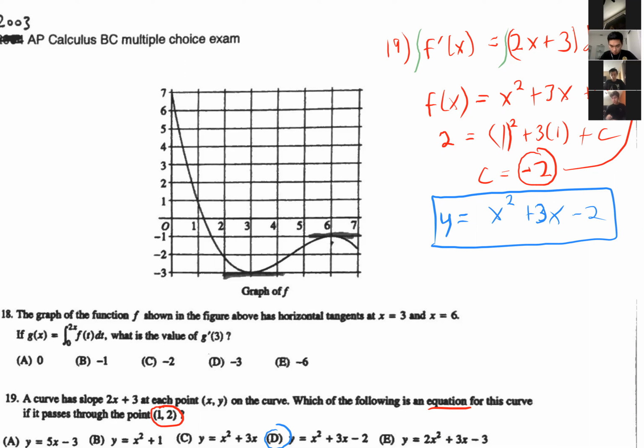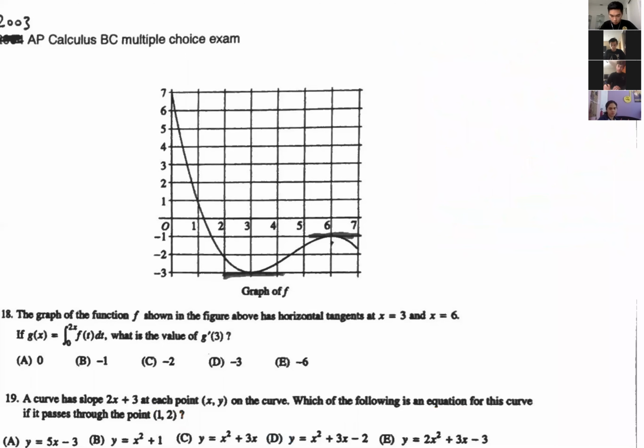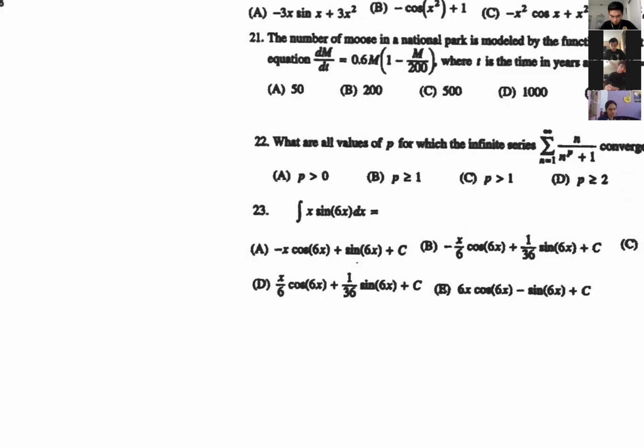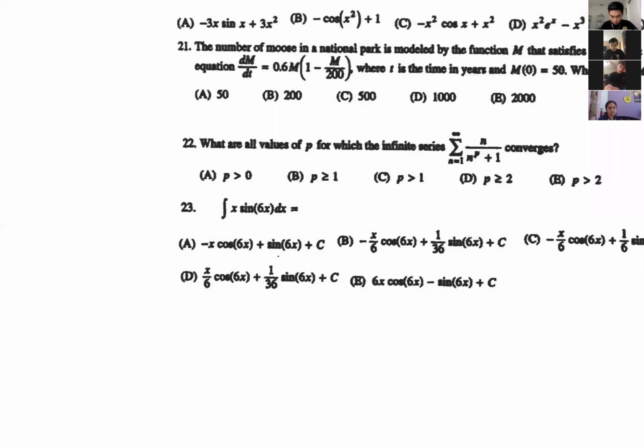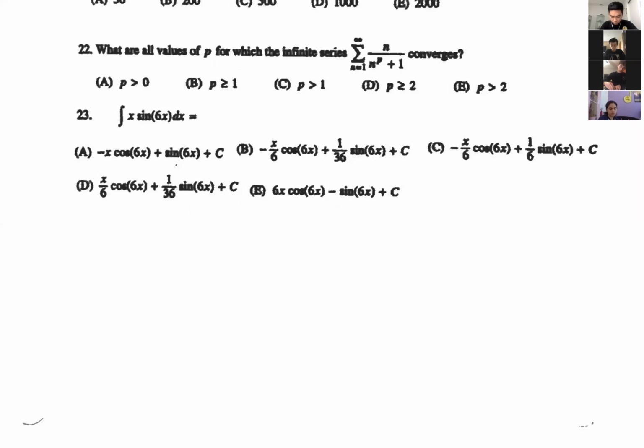Okay. Anything else on this page? Can you do 23, Morrison? 23, I can. So let's look at 23. I miss doing integral problems. It's been a while. Let's see. So I'll put 23 right here.